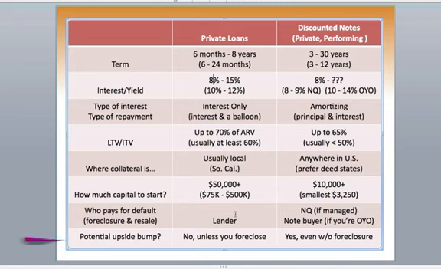Okay, so potential upside bump. For private loans, you're going to make your yield. If it's 10 or 12, that's what you're going to make. There's no upside in it, unless you end up foreclosing and owning a property with equity, and then I guess that's a bump. You could get the upside from that if you happen to still have a significant amount of equity when you take the property back. With discounted notes, yes, there's a potential upside, even if you don't have to foreclose and take the property back.